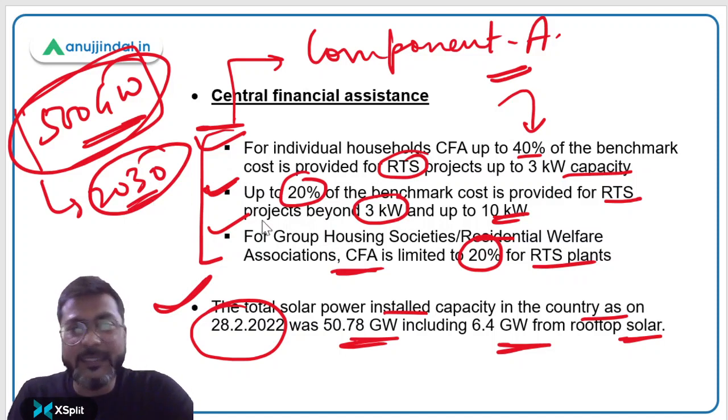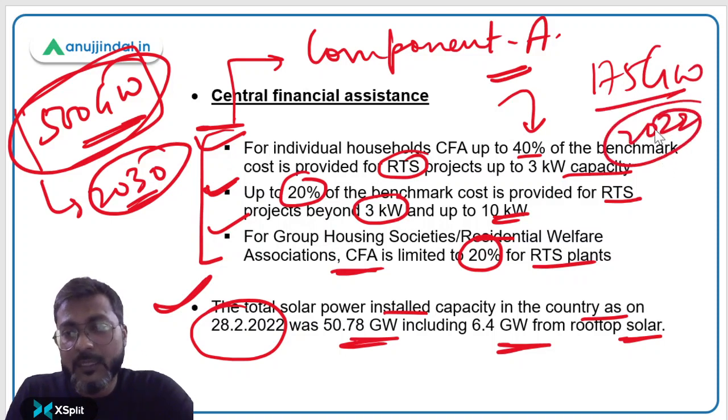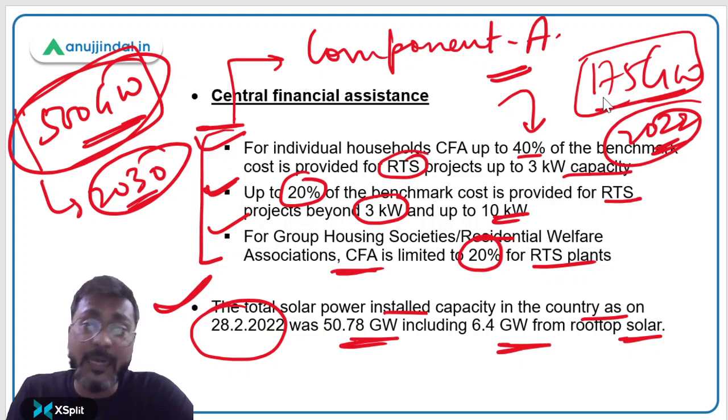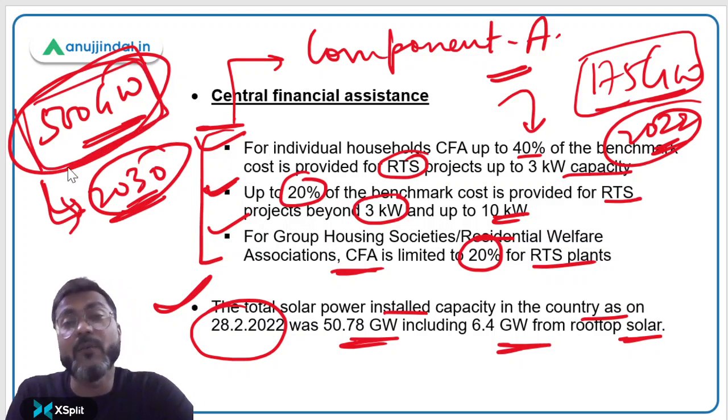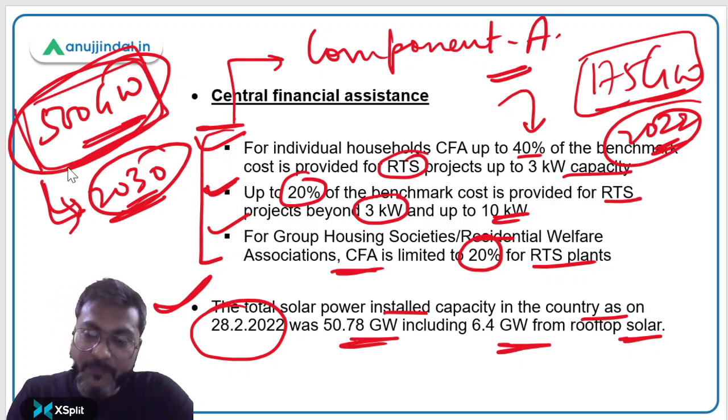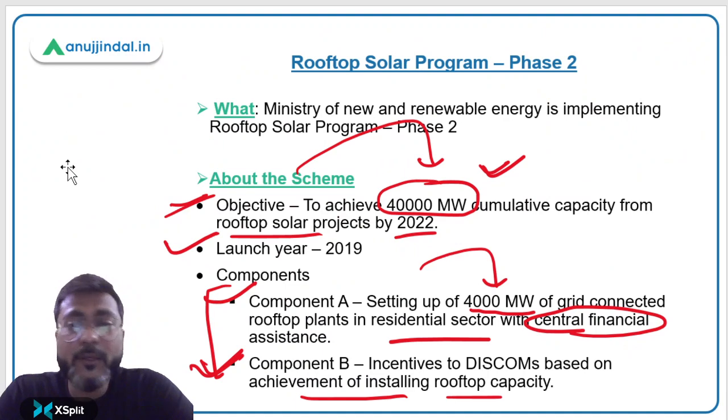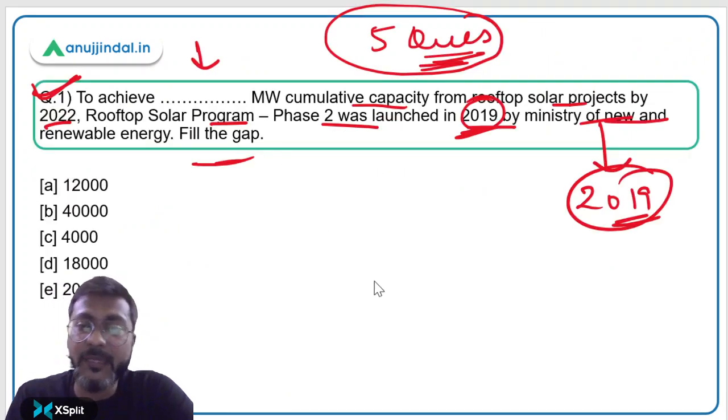Aur ye target badhta jata hai. I don't know, 175 gigawatt jo tha 2022 tak complete hona tha, uska kya hua? Uske bare mein koi idea abhi tak nahi hai. But yes, the government has extended the target, you can say, by 2030 we have to produce 500 gigawatt renewable energy. All right. So I hope this scheme is clear, and now let's come back to the question.